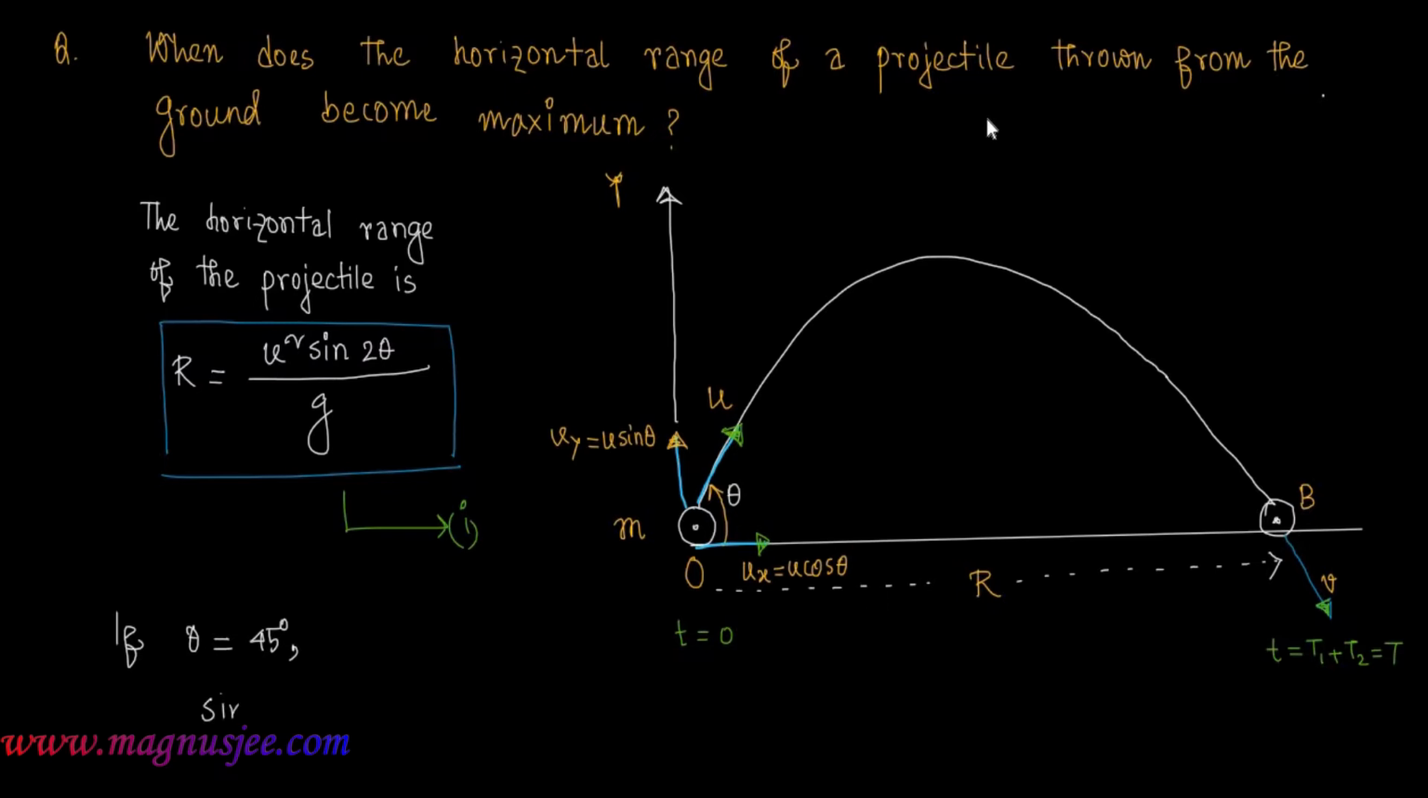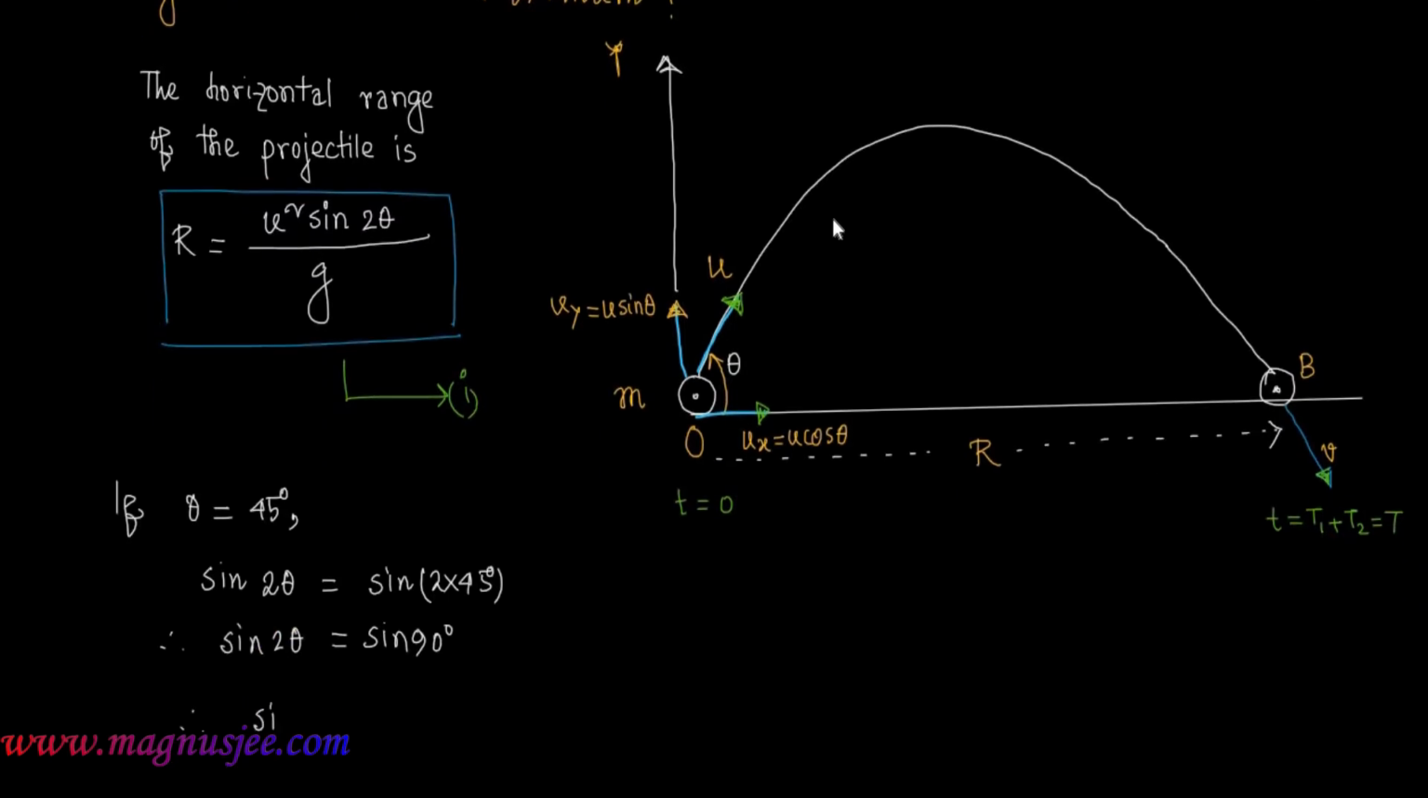If theta equal 45 degree, sine 2 theta is equal to sine 2 into 45 degree, therefore sine 2 theta is equal to sine 90 degree. Therefore, sine 2 theta is equal to plus 1, which is maximum. Sine 2 theta will be plus 1 when the angle of projection theta is equal to 45 degree. If the projectile is thrown at an angle 45 degree with the horizontal, in that case sine 2 theta will be maximum, or 1.